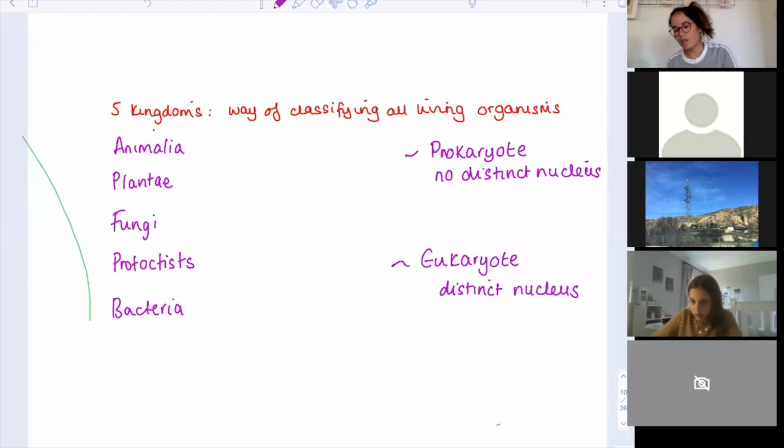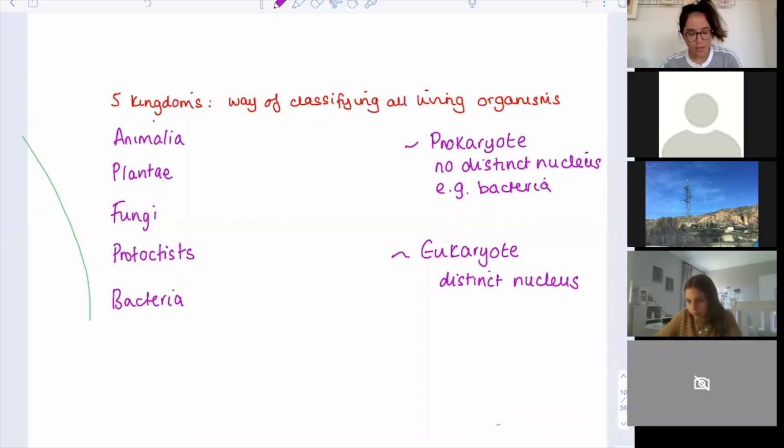So really, a prokaryote, we're really talking about bacteria. I'm going to talk about that a bit more. Whereas pretty much everything else fits into being a eukaryote. So those are the major differences. So now let's have a look at these various other kingdoms in greater detail.